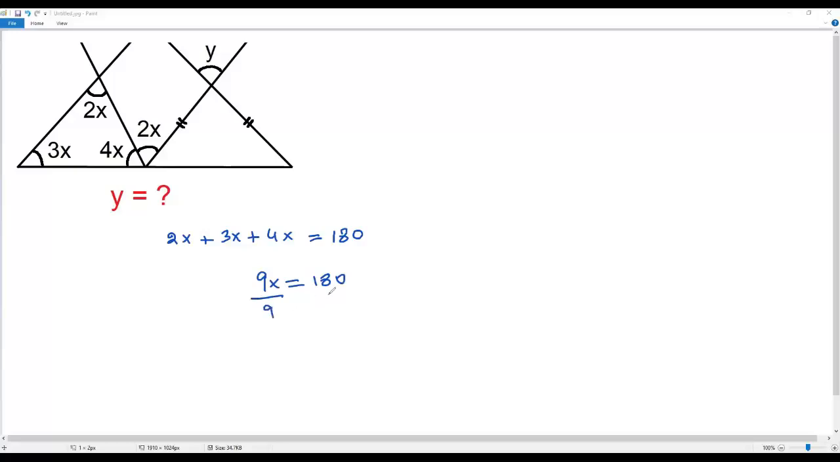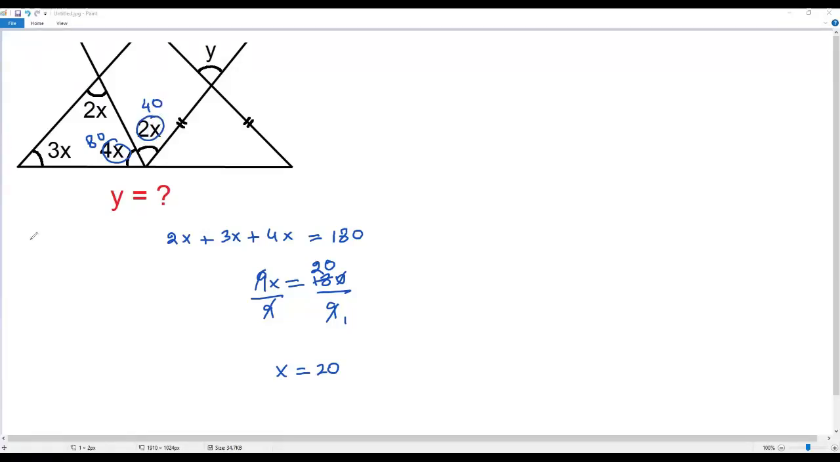So when I divide both sides by 9, this 9 will cancel out, and 9 goes into 9 one time, 9 goes into 18 twice and we have 0 over here. So I'm getting x equals 20. So when x equals 20, this quantity will become 4 times 20, which is 80. And here when I plug in x equals 20, 2 times 20, this quantity will become 40.